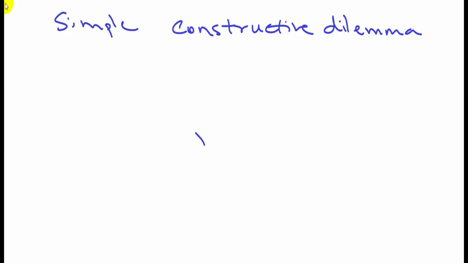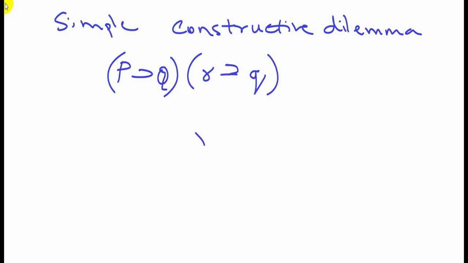So let us understand this with an example. If P then Q, if R then Q. This is the major premise. Then the minor premise is P or R. Therefore, the conclusion will be Q.